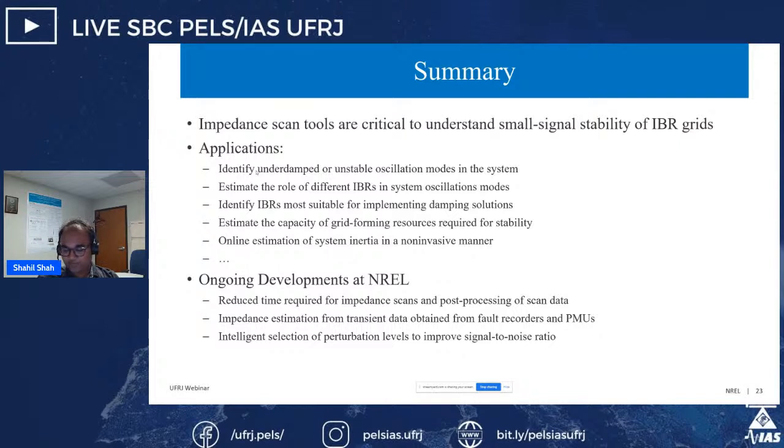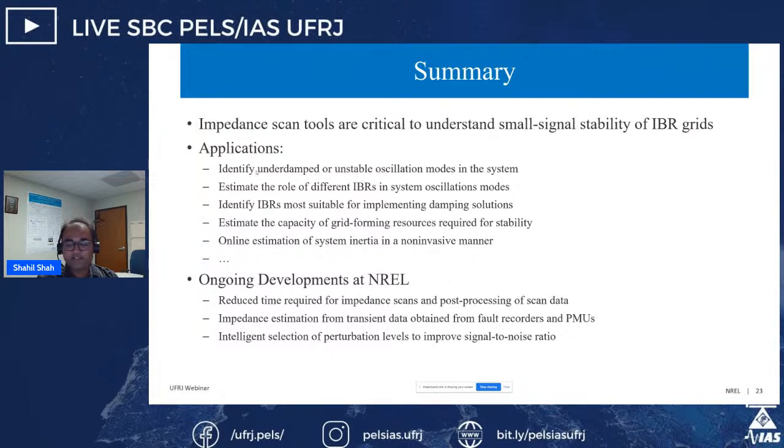There will be some noise in the system. So when you do impedance scan, you want to inject perturbation which is high enough so that your measurements are above the noise floor level, or basically you have a good signal to noise ratio. But at the same time, you don't want it to be too high to excite non-linearities in the system, because this is at the end a small signal impedance analysis or small signal stability. So what should be the level of perturbation at different frequencies? It doesn't have to be constant.